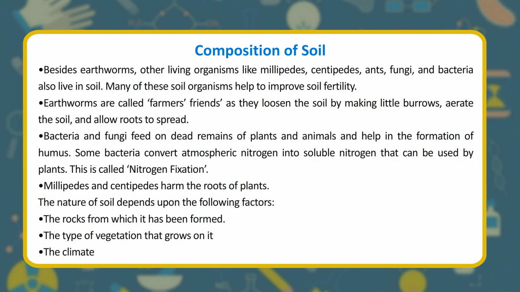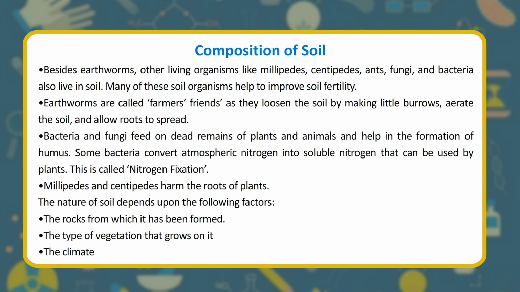Besides earthworms, other living organisms like millipedes, centipedes, ants, fungi, and bacteria also live in soil. Many of these soil organisms help to improve soil fertility. Earthworms are called farmers' friends as they loosen the soil by making little burrows, aerate the soil, and allow roots to spread. Bacteria and fungi feed on dead remains of plants and animals and help in the formation of humus. Some bacteria convert atmospheric nitrogen into soluble nitrogen that can be used by plants. This is called nitrogen fixation. Millipedes and centipedes harm the roots of plants.